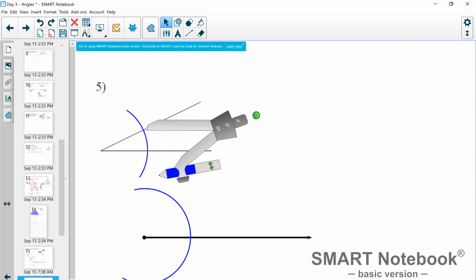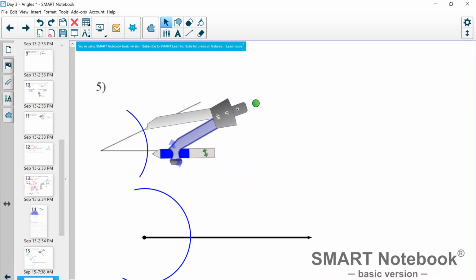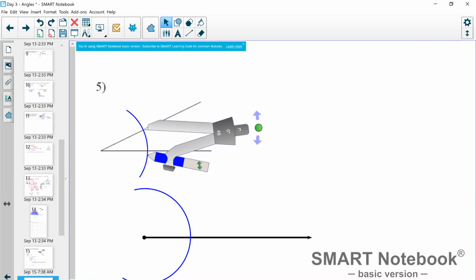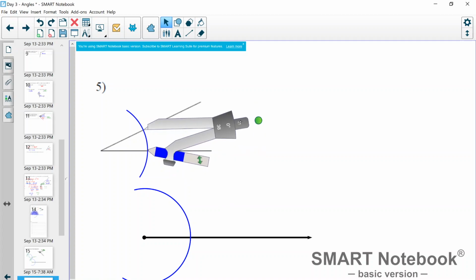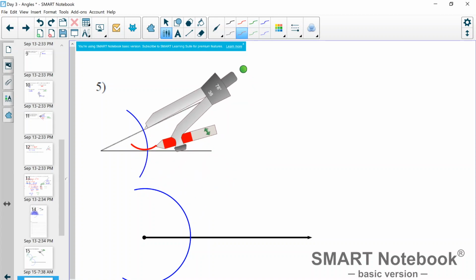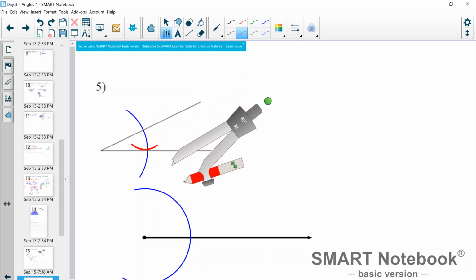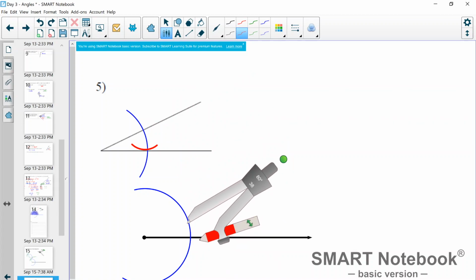From here, we'll put our bullseye end on one of our intersecting points, and then make sure that the pencil is on the other intersecting side of our angle. We'll make a mark.